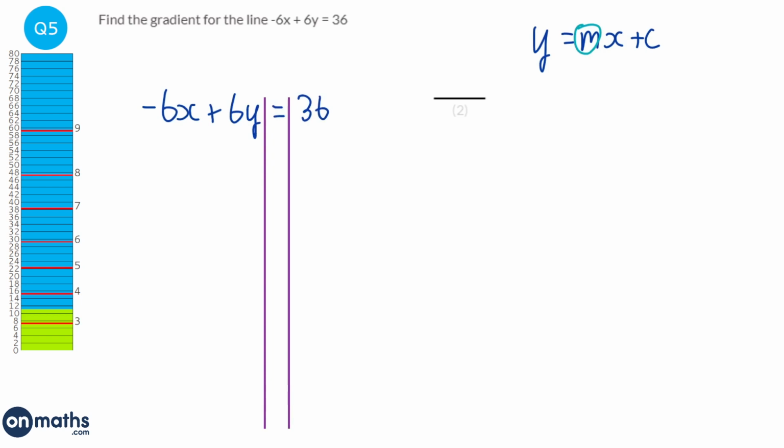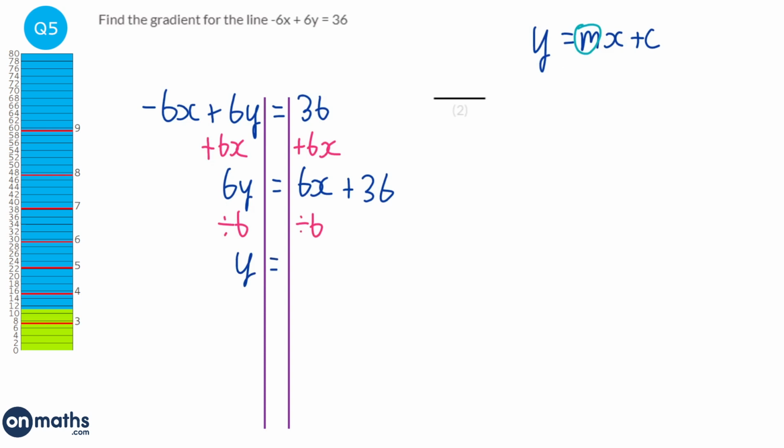So the first thing I'm going to do is get rid of the x's from the left hand side, and we can do that by adding 6x both sides. So we've got 6y equals, and I'm going to put the 6x first just to match the y equals mx plus c. Right, the next thing I'm going to do is get rid of this 6 because we just want a y there. So we're going to divide by 6 both sides.